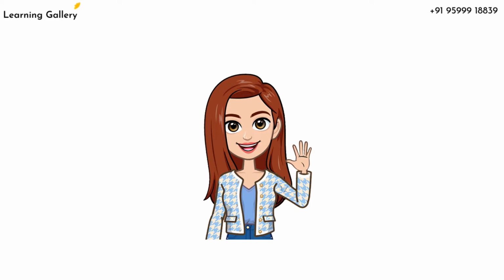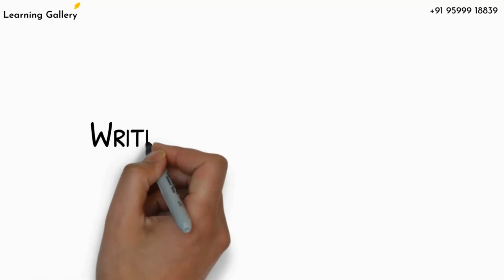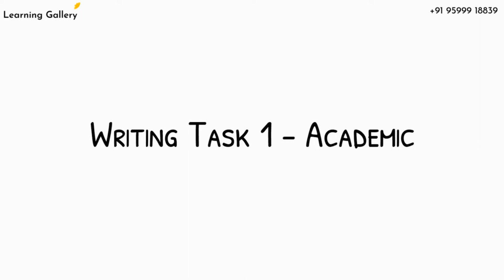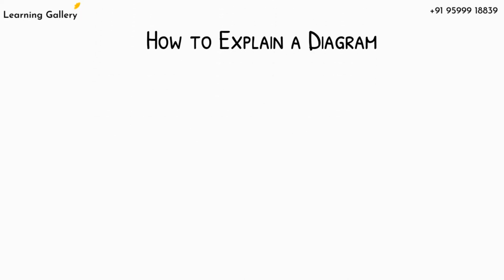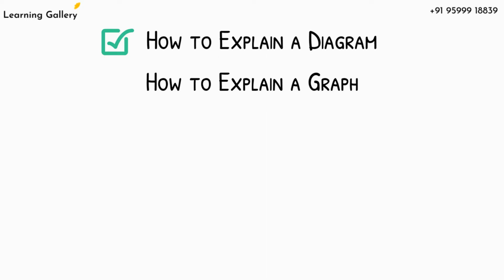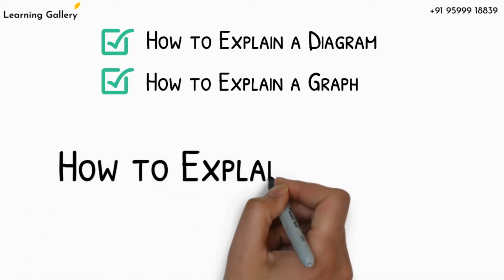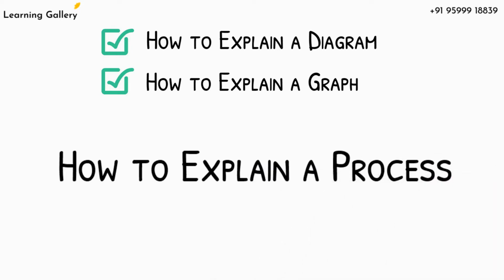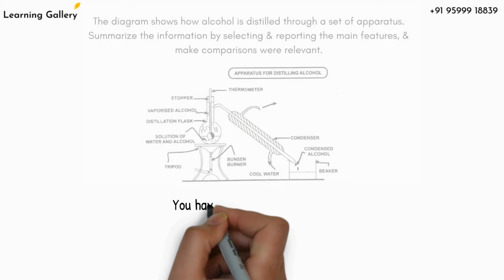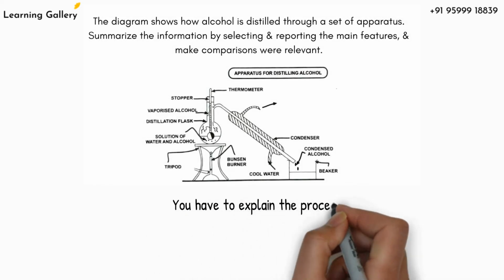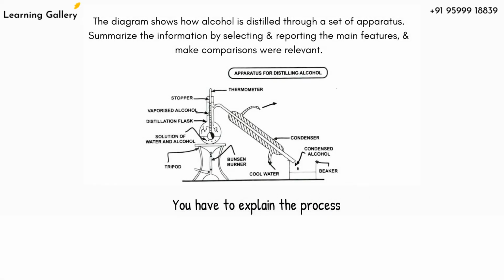In this video, I will take you through another example question for writing task 1 academic. We have learned how to explain a diagram, how to explain a graph, and now let us learn how to explain a process. So here's the question. You have to explain the process. Yes, exactly what the picture shows, nothing beyond it, but the answer demands process. So let us do that.